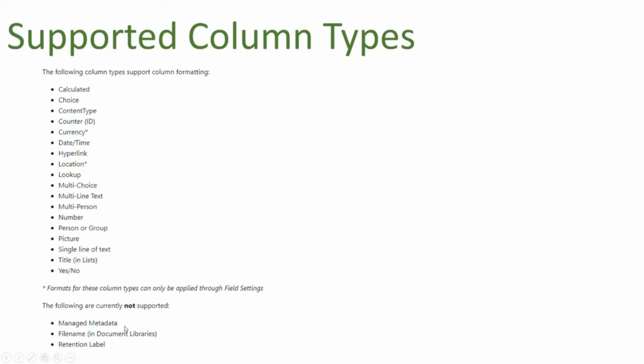So these are basically the three columns on which you cannot apply column formatting. All other columns, which you have created manually, or some of the out-of-the-box columns, like the content type column, counter ID column, and title column in a list, which are already created by default, can also be customized. The formatting can be customized.